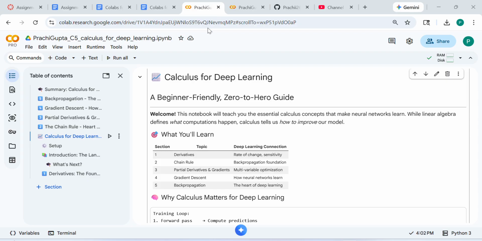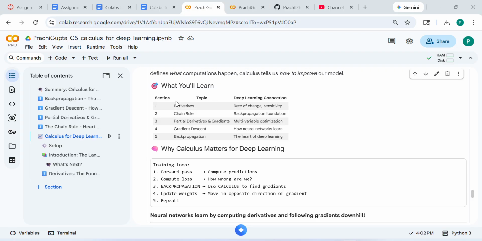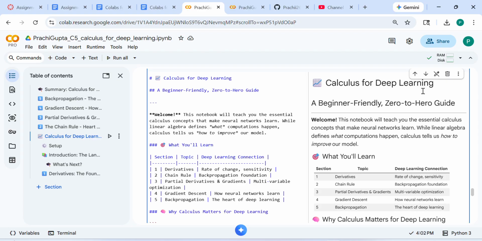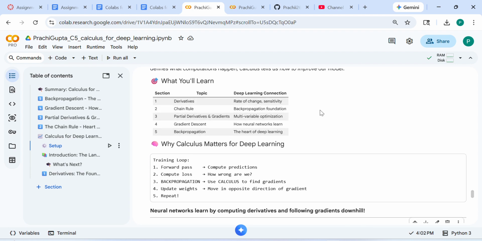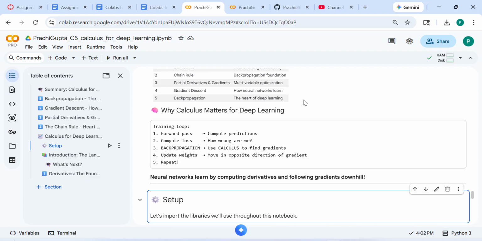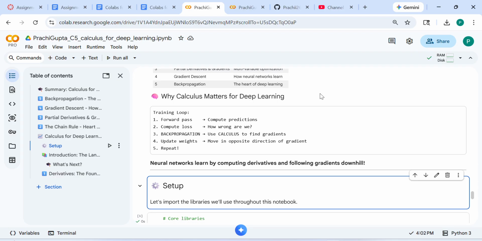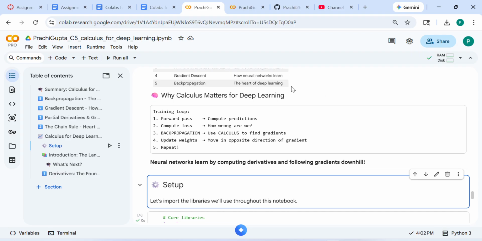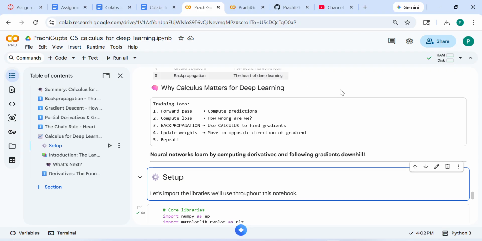While linear algebra defines what computation happens, calculus tells us how to improve the model. So, what we will learn here: derivatives, the rate of change, sensitivity; the chain rule, that is the foundation of back propagation; partial derivatives and gradients, that we will use for multivariable optimization; how neural networks learn, we will see gradient descent, and we will see back propagation, the heart of deep learning.